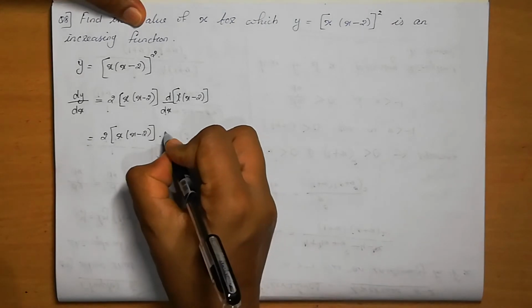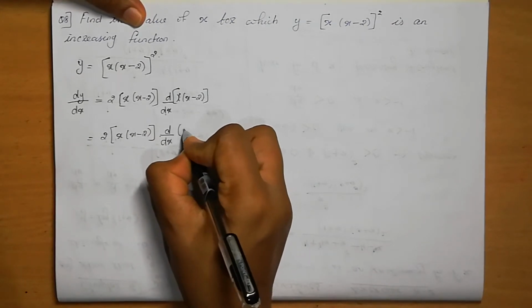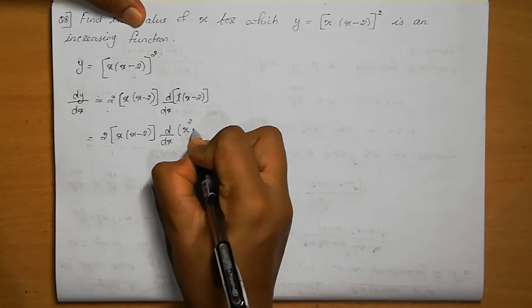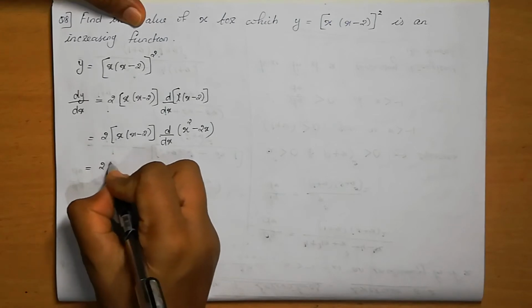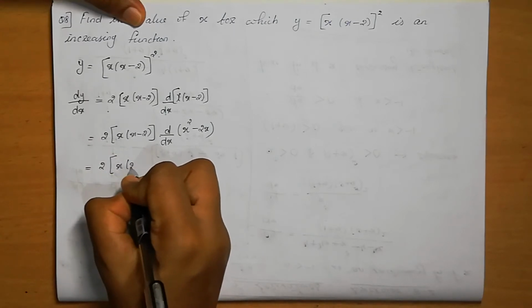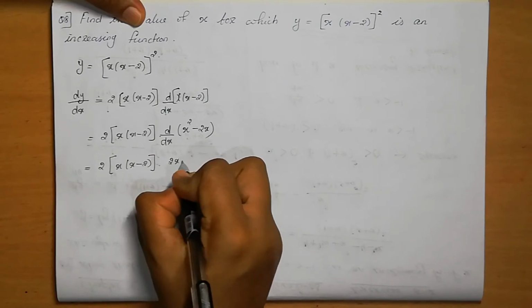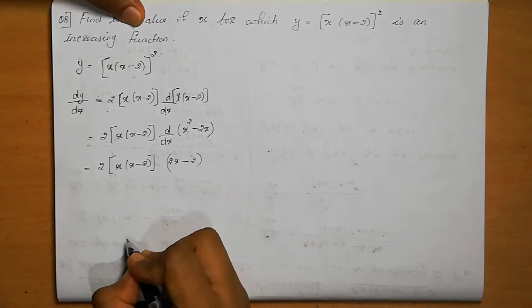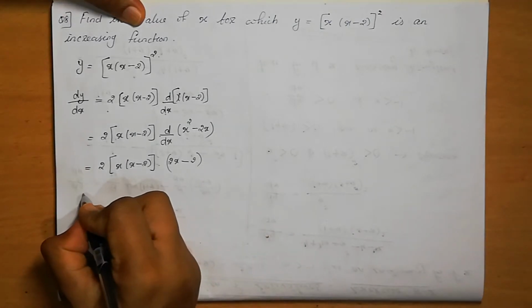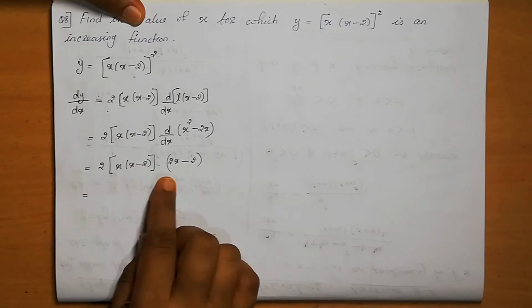So I am just writing d by dx. First we can open the bracket, after that we can write the derivative. x into x is x square minus 2x. Next step we write the derivative, that means 2 into (x minus 2). Derivative of x square is 2x minus 2 into derivative of x is 1, 2x minus 2. Correct. So the answer we will get is 2 into (x minus 2), 2x minus 2.